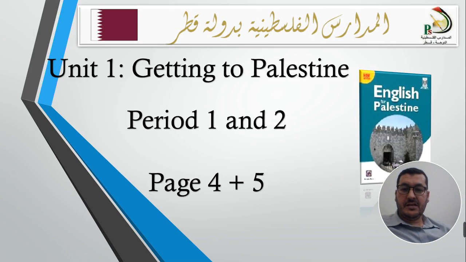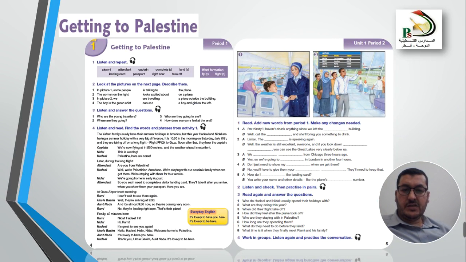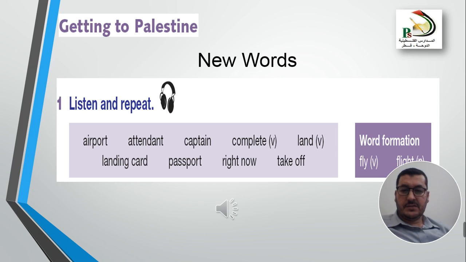This is Ilyas Hariri. We are going to talk about grade 8, unit 1, Getting to Palestine, period 1 and 2, on pages 4 and 5. At the beginning, these are the two pages we are going to take, and let's start with the new words. Listen and repeat the new words.